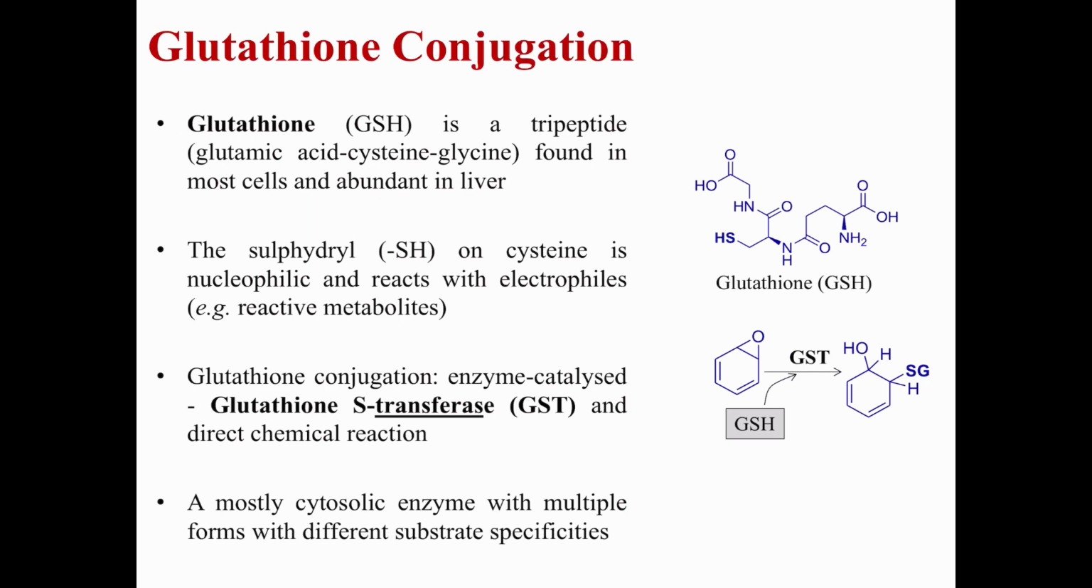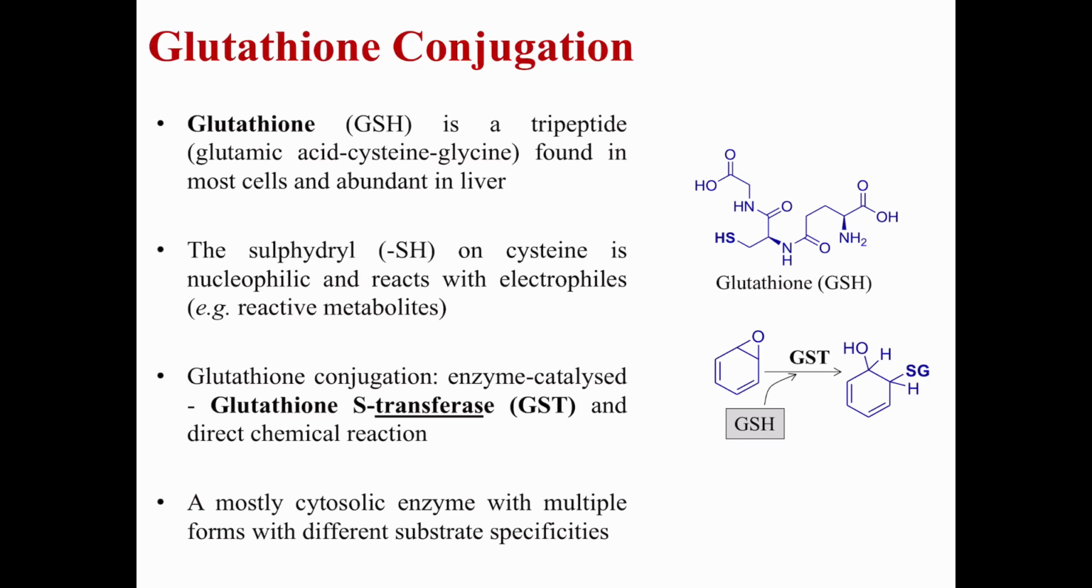Glutathione, or GSH, illustrated in the diagram on the top right, is a tripeptide, meaning that there are three amino acids consisting of glutamic acid, cysteine, and glycine. It's found in most cells and is abundant in the liver. The sulfhydryl, or SH group on cysteine, is nucleophilic and reacts with electrophiles, e.g. reactive metabolites. Glutathione conjugation is an enzyme catalyzed reaction involving glutathione S-transferase and is a direct chemical reaction.